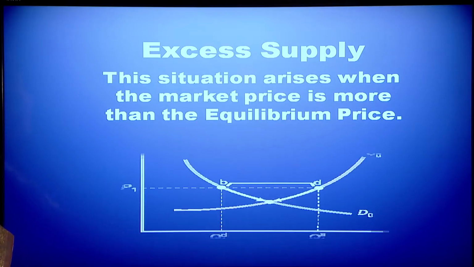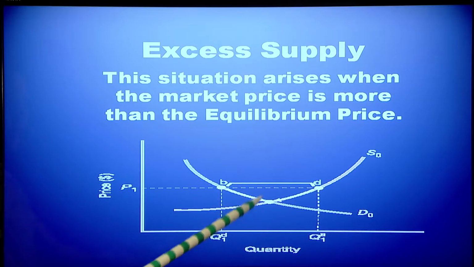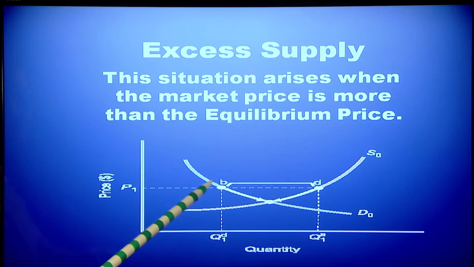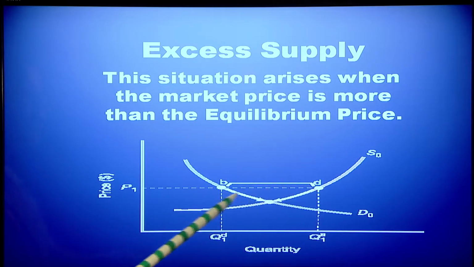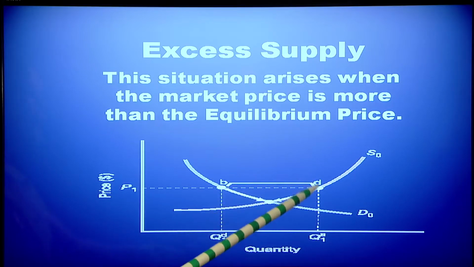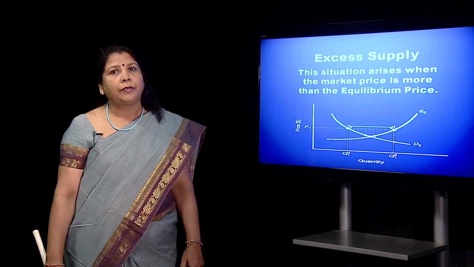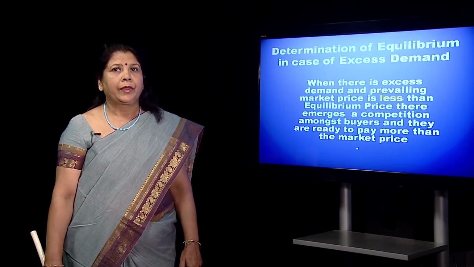Can we see this graphically also? Yes. Here we can see that this is the equilibrium price. However, the market price is much higher. At this higher price, quantity demanded is QD1, quantity supplied is QS1. The difference, which is QS1 minus QD1, is excess supply. See, supply is more than demand. So, this is a situation of excess supply.